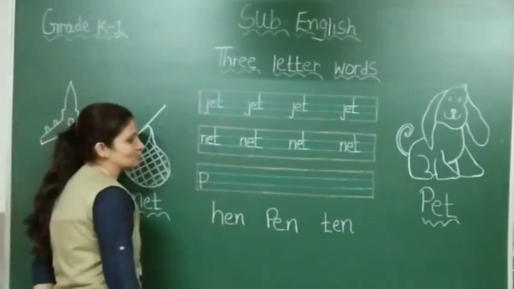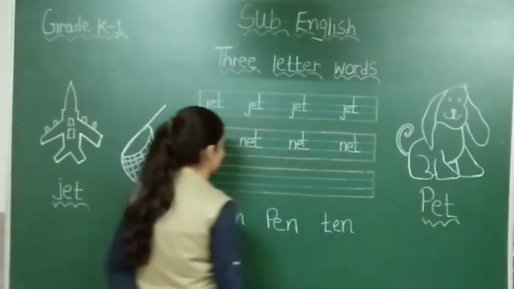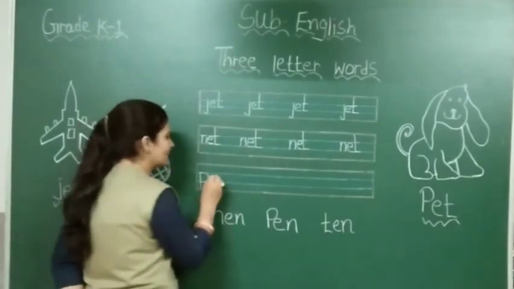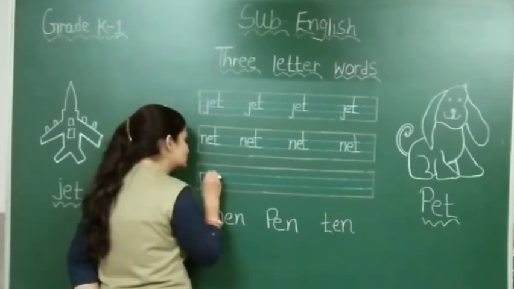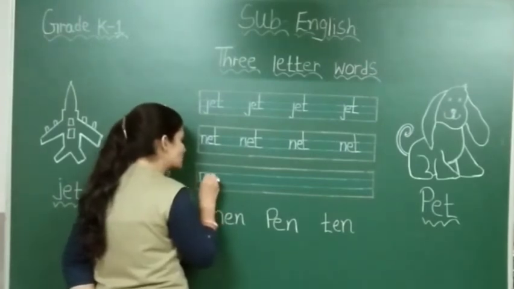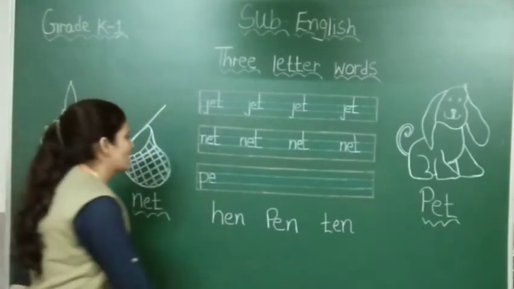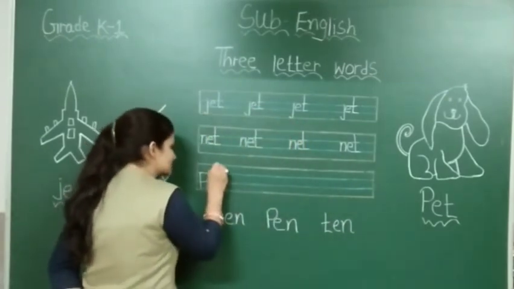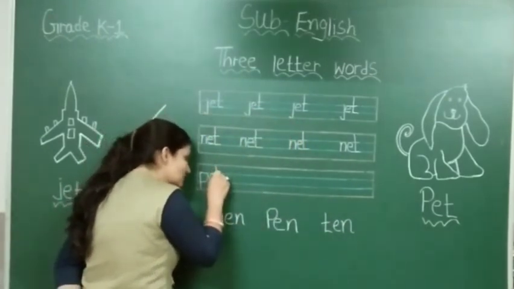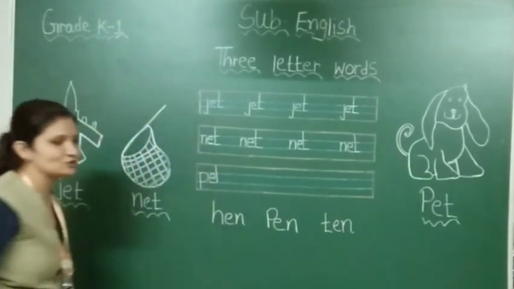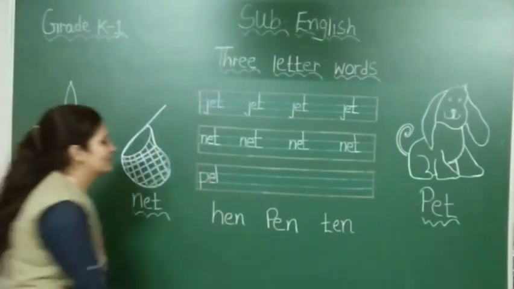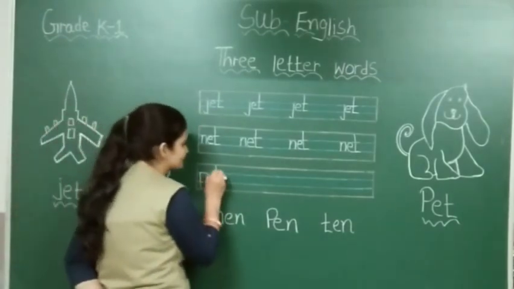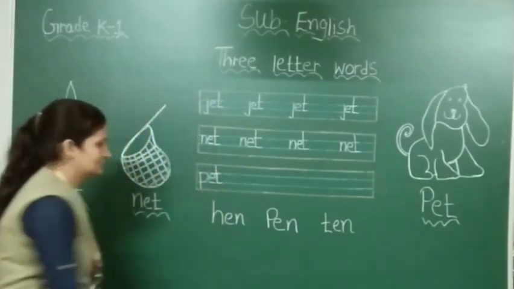Now after P, which letter will come? Yes, that is E. So how to write E? Yes, in the middle make one slipping line, and then make one curve like this. This is called small letter E. And then which letter will come? Yes, that is T. We make one standing line from the red line to the blue line like this, and then one slipping line, and then a second slipping line like this. This is called T.